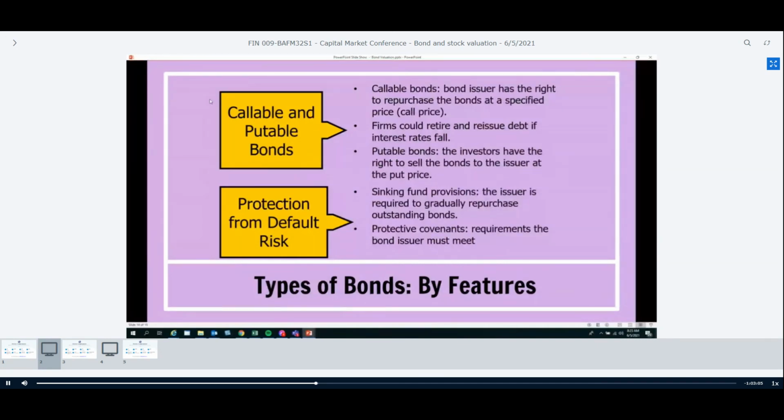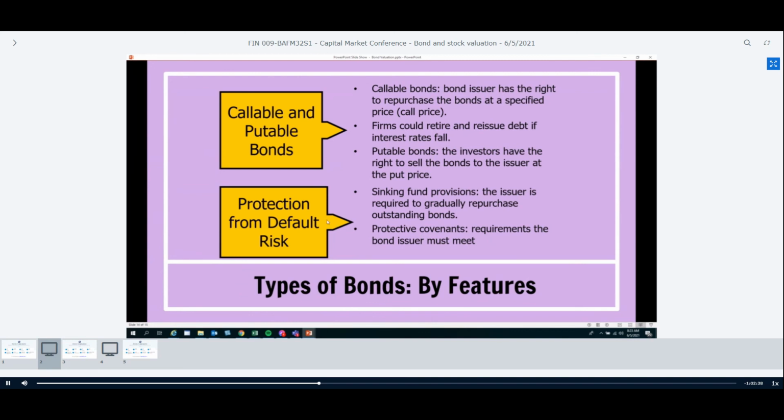by the parties. Okay, next we have protection from default risk. Sinking fund provisions, the issuer is required to gradually repurchase outstanding bonds. Protective covenants are requirements the bond issuer must meet. These are the covenants we were talking about earlier, no? Basically, this is just the agreement between parties, no?